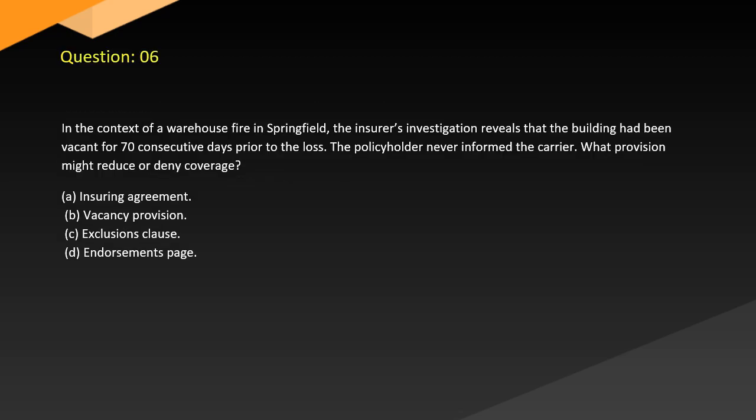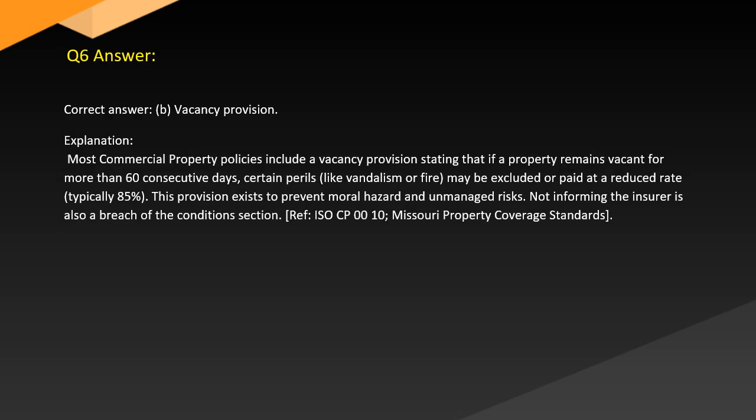Question 6. In the context of a warehouse fire in Springfield, the insurer's investigation reveals that the building had been vacant for 7 consecutive days prior to the loss. The policyholder never informed the carrier. What provision might reduce or deny coverage? A. Insuring agreement. B. Vacancy provision. C. Exclusions clause. D. Endorsements page. Answer. Correct answer, B. Vacancy provision.